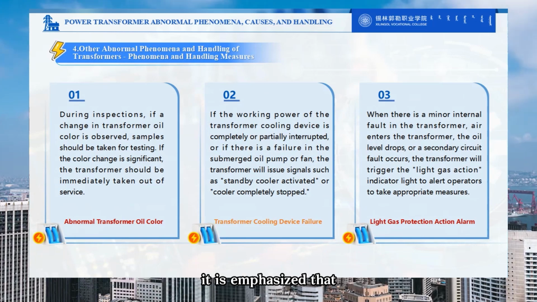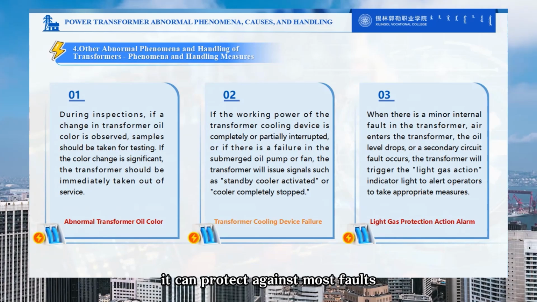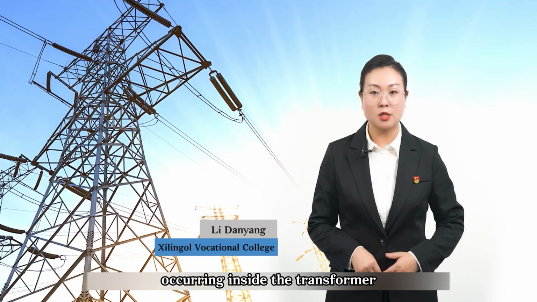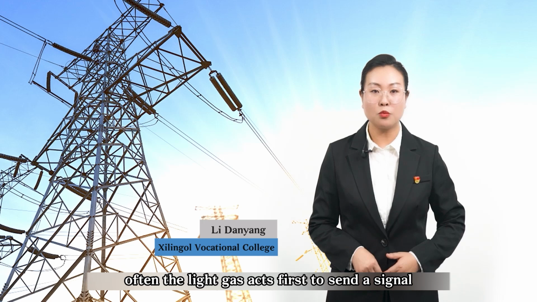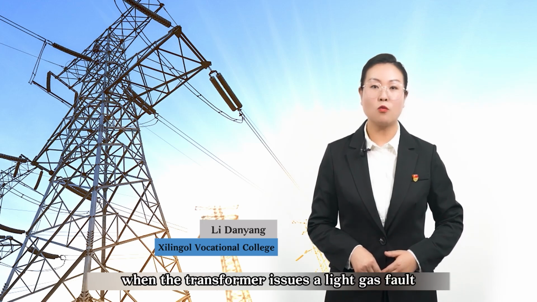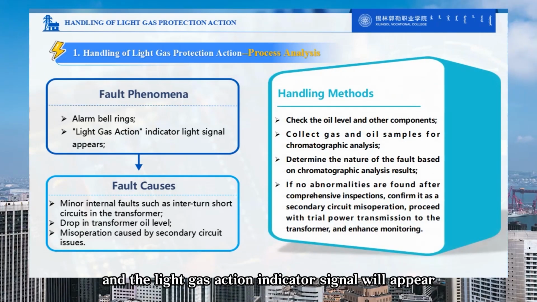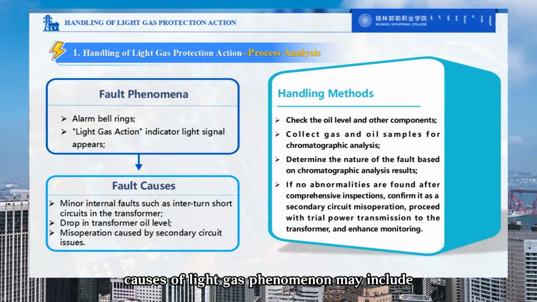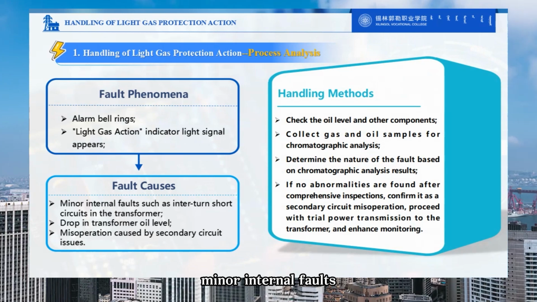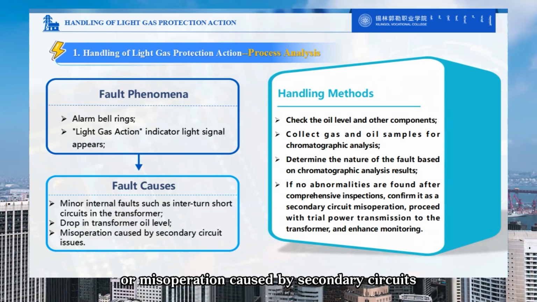It is emphasized that gas protection is one of the main protections for transformers. It can protect against most faults occurring inside the transformer. The light gas acts first to send a signal, then the heavy gas acts to trip. When the transformer issues a light gas fault, an alarm bell will ring, and the light gas action indicator signal will appear. Causes of light gas phenomenon may include minor internal faults, such as interturn faults in the transformer, transformer oil level decrease, or misoperation caused by secondary circuits.